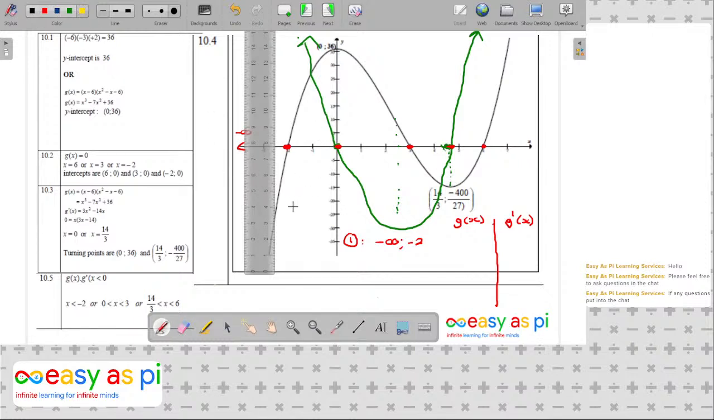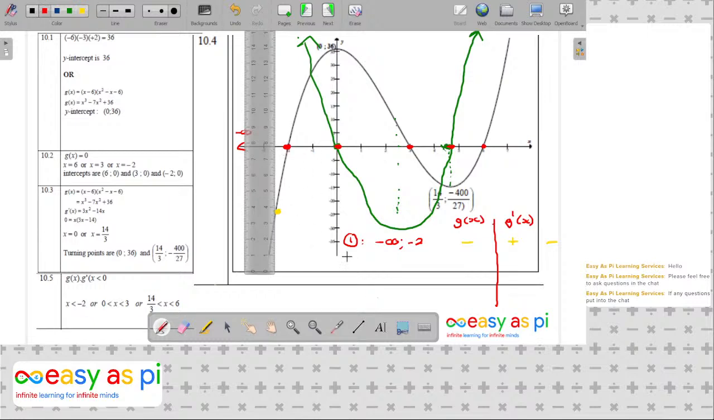Now, if you look at g of x, you can notice that my y value is negative. So that's a negative. Now, if you notice my first derivative, the y value is positive. And so the result of this will be a negative times a positive will give me a negative. Okay? That's my first area of interest.